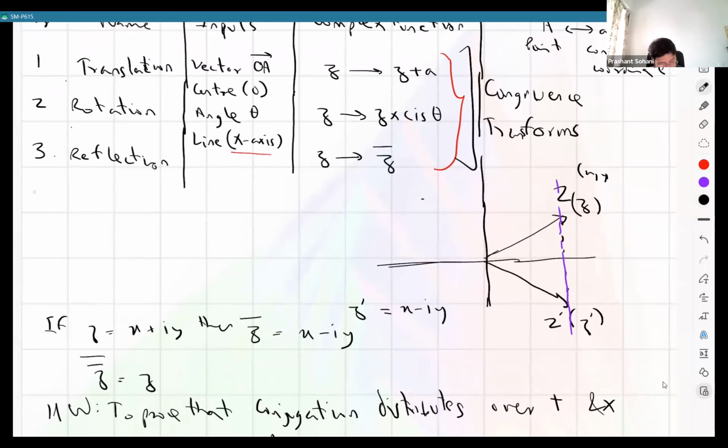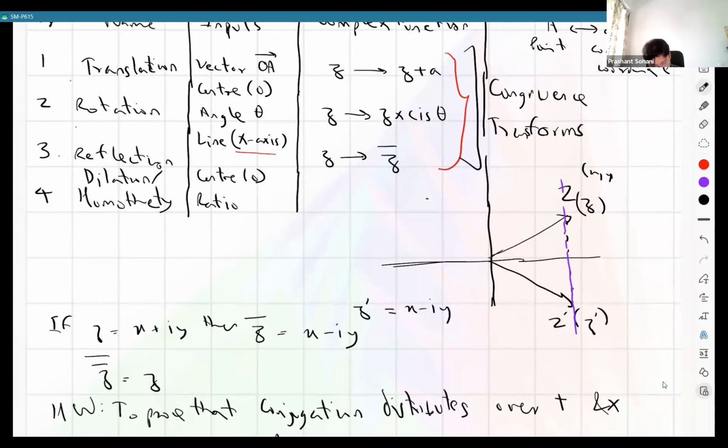So one is called homothety, or sometimes it is also called dilation. And what is the input required to define homothety? Again you need a center. So just like rotation required a center, for homothety also you need to pick a center and you need to pick a ratio, some ratio which is a real number. Any real number can be picked as the ratio. And then we'll see what this homothety does exactly, why it is so useful. We will see all of that.